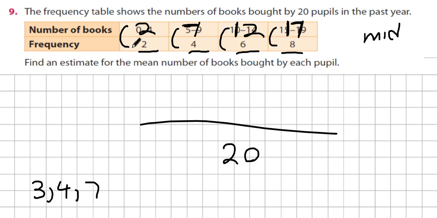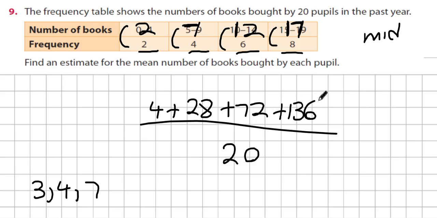So 2 people got 2 books. That's 4 books in total. 4 people got 7 books. That's 28 books in total. 6 people got 12 books. That's 72 books in total. 8 people got 17 books, which is 136. And then you do the total amount of books divided by the total amount of people. So what happens when you add all them up? 240 divided by 20. 12 books.